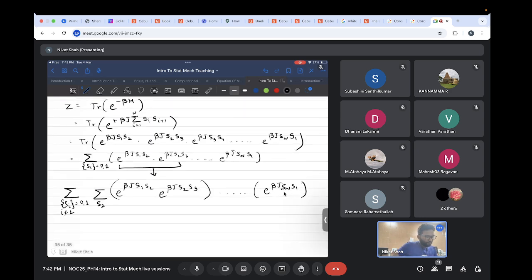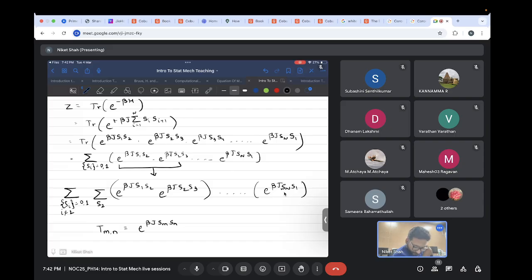Okay, now let's do this. Let's introduce a terminology. I'm introducing something called a transfer matrix, which is of the form e raised to power beta J S_m S_n.